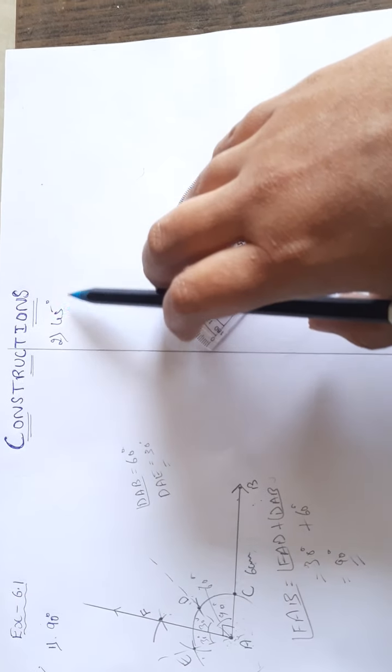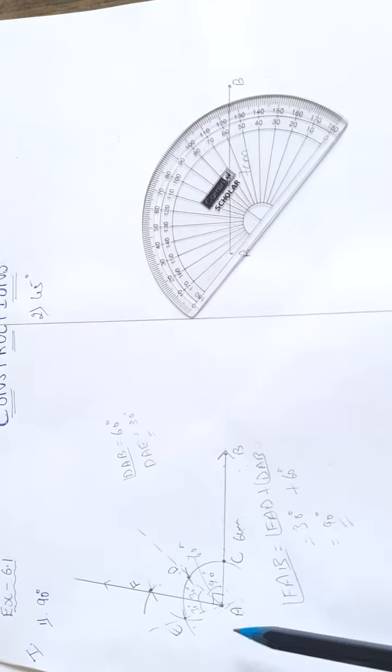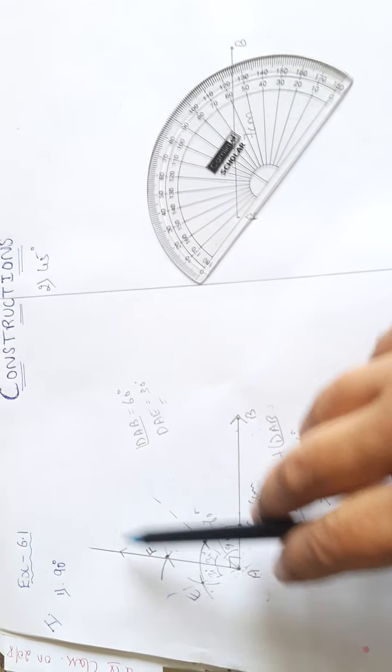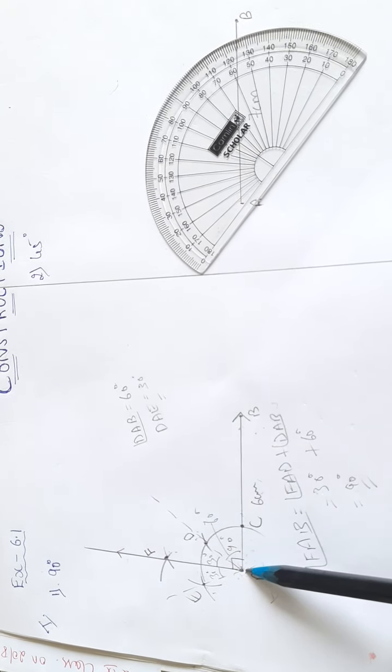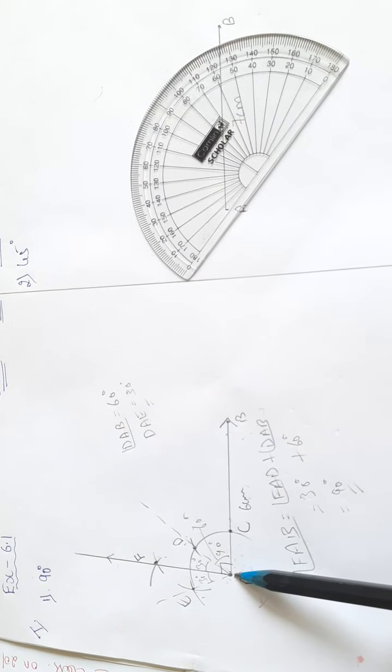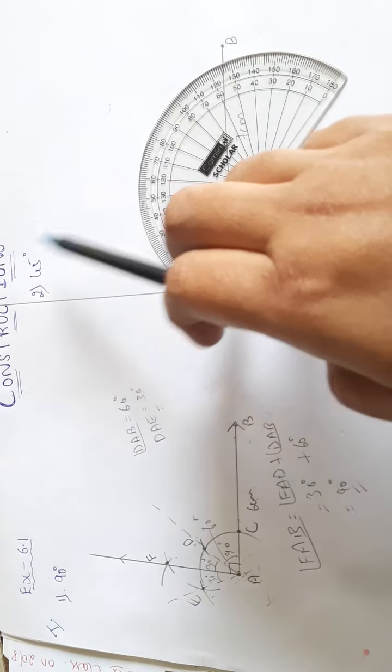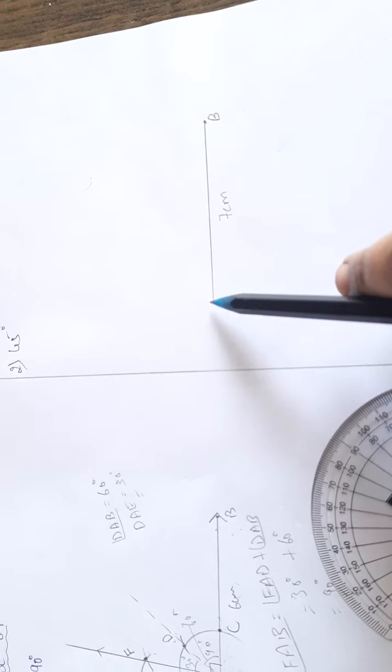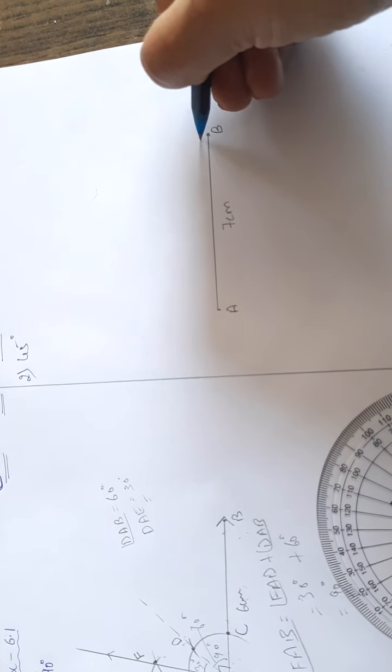Second question is 45 degree. I said you all know, children, here I have shown you and explained how to construct 90 degree at the starting point of any ray. Similarly, now we need to construct 45 degree at the starting point of this ray AB.